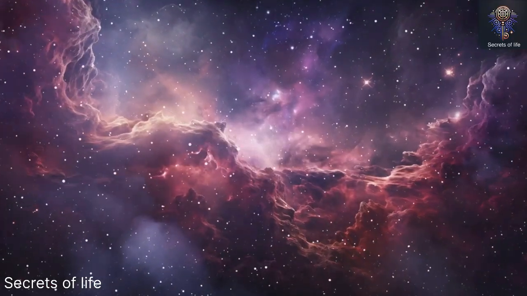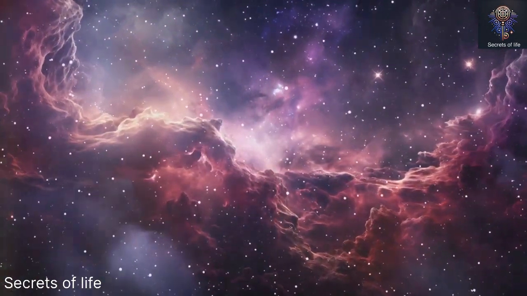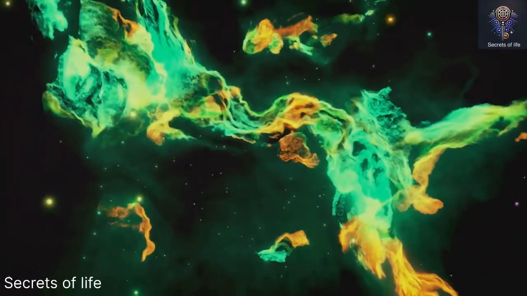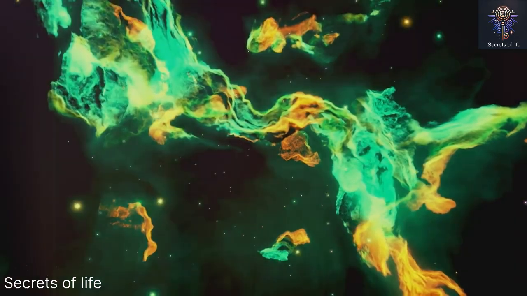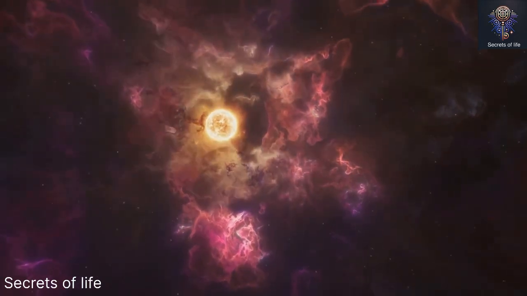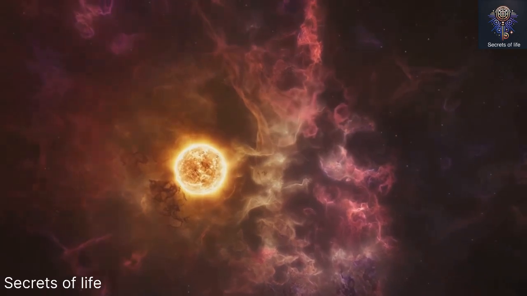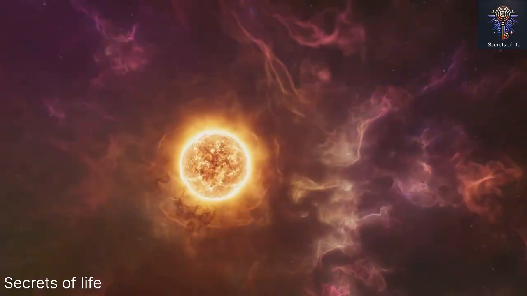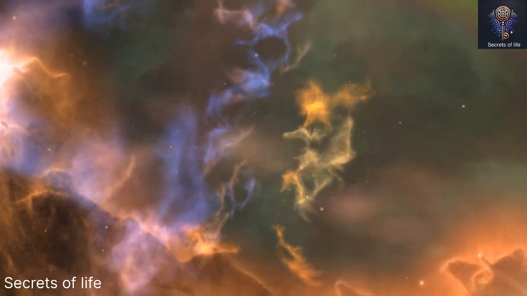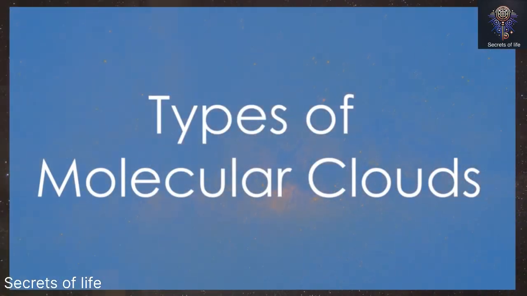Within these clouds, we observe intricate networks of filaments and clumps, a testament to the complex interplay of gravity, turbulence, and magnetic fields. These structures are not static. They are constantly shifting and changing as forces within the cloud interact. These filaments and clumps are the seeds of star formation, where gravity draws matter inward, eventually igniting the nuclear fusion that powers stars. The process of star formation is a delicate balance of forces, and it all begins within these fascinating molecular clouds.